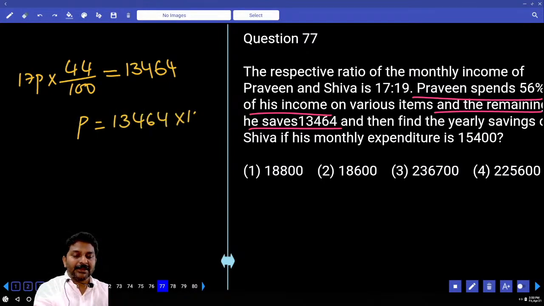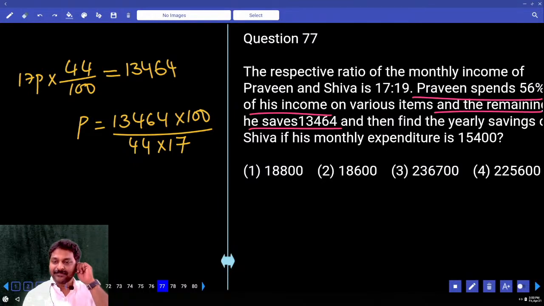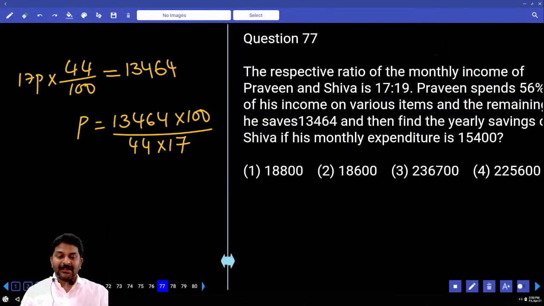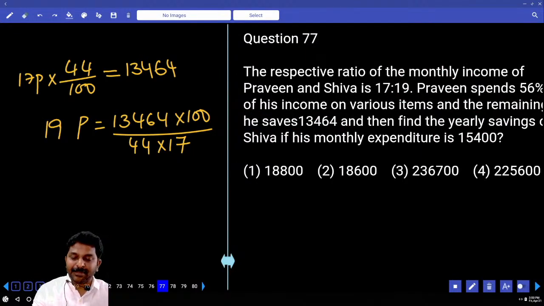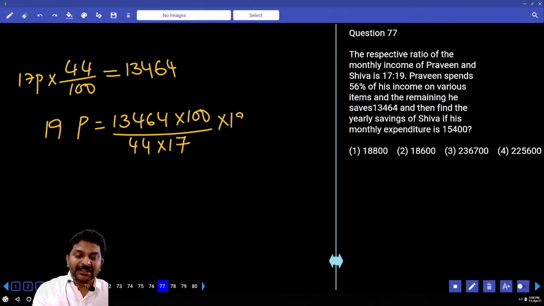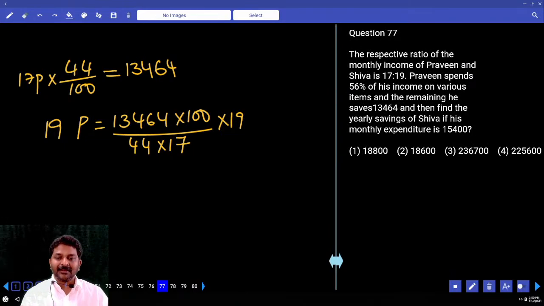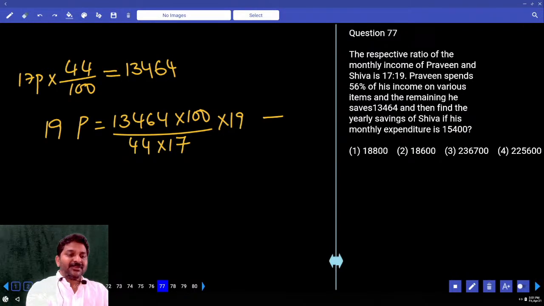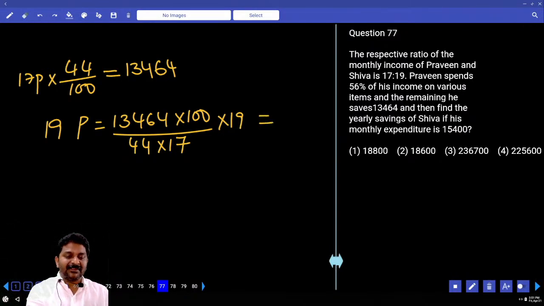One part P is equal to 13,464 into 100 divided by 44 into 17. Yes, this is one part value, but the question is about Shiva only. Shiva's income is, come on, 19 parts, in the sense into 19 only. This is monthly income of Shiva, correct? From this, if you subtract monthly expenditure of Shiva, then we will get monthly savings. So let us first simplify this, then we'll convert it later.